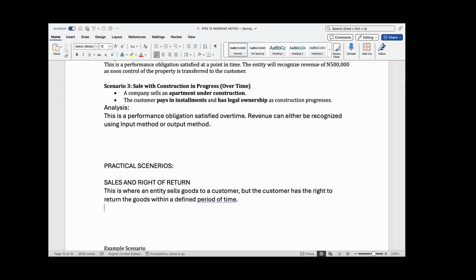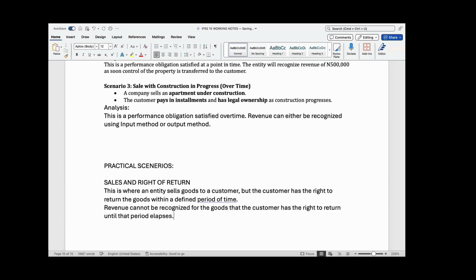You see, revenue cannot be recognized for the goods that the customer has the right to return, until that period elapses.